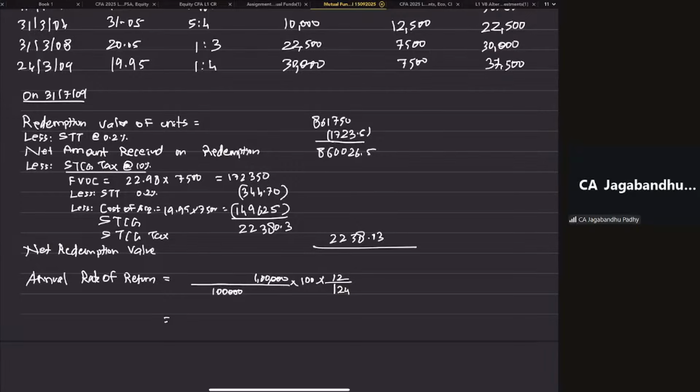8,37,646.20. 8 lakh 37,646. How come 37? 8 lakh 60 minus 2,238.